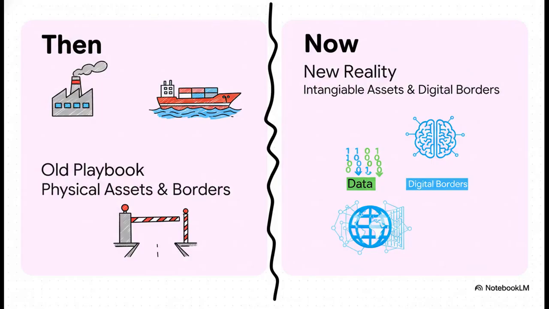The game used to be about tangible stuff. Factories, supply chains, things you could touch. Success was all about market economics. But today, the most valuable assets are completely intangible. We're talking data, algorithms, and platform control. The new battlegrounds aren't just physical borders anymore. They're digital borders, governed by this rising force we're going to call digital sovereignty. I mean, just think about it. TikTok's algorithm is seen as a national strategic asset for China. That's the new reality we're dealing with.